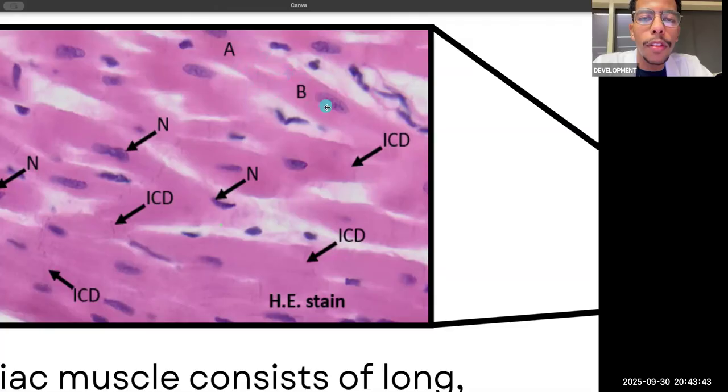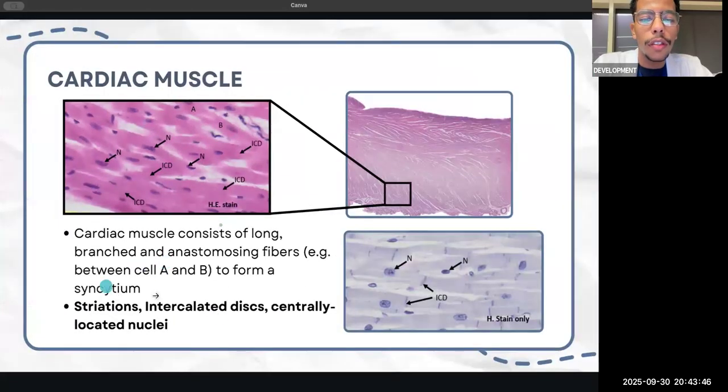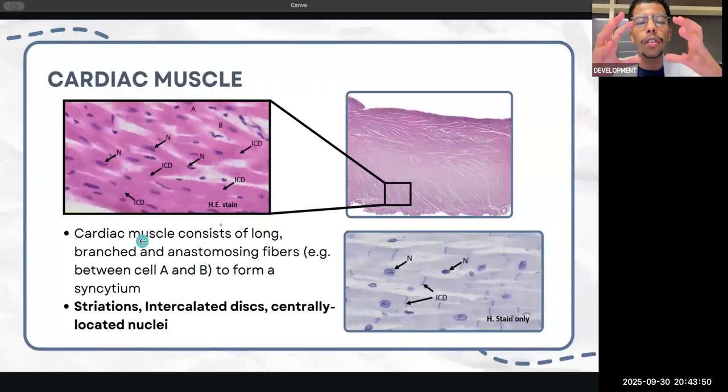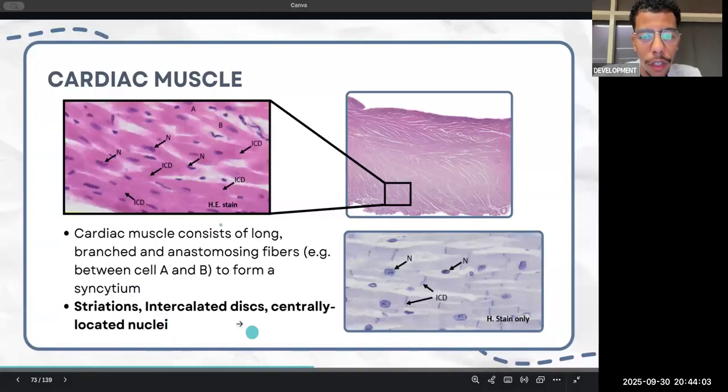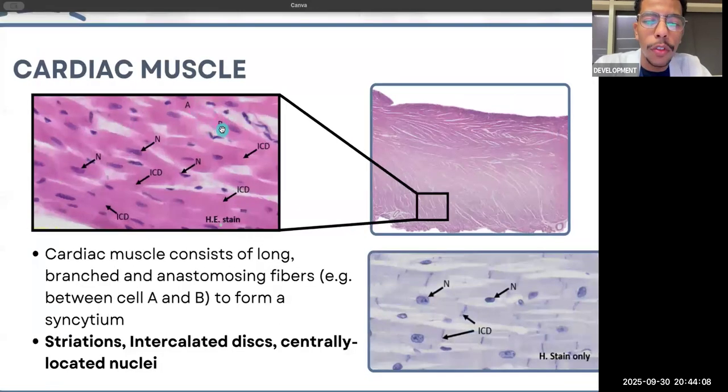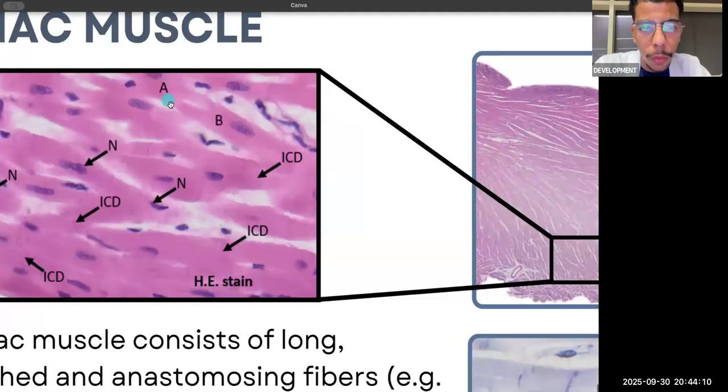Okay. Now, this has a reason. And that reason is for the heart to contract at the same time, for all the muscles of the heart to contract at the same time. Now, this is called syncytium, okay? And what allows the heart to contract at the same time is these intercalated discs that are found between the branching and anastomosing fibers. What does branching and anastomosing mean? Branching, splitting off into two parts. Anastomosing, connecting again with the cell next to it. So cell A here branched, and then it anastomosed with cell B.